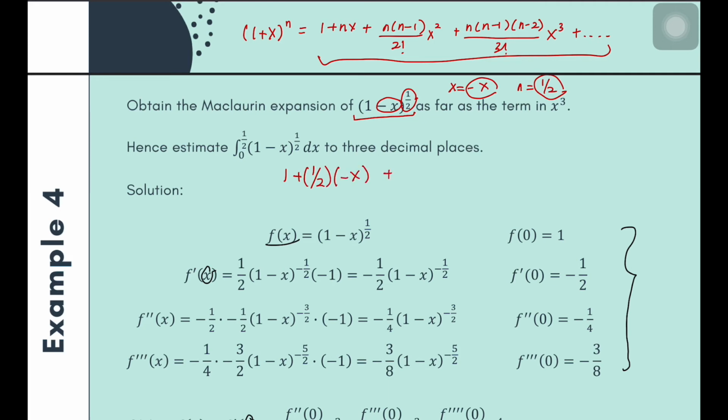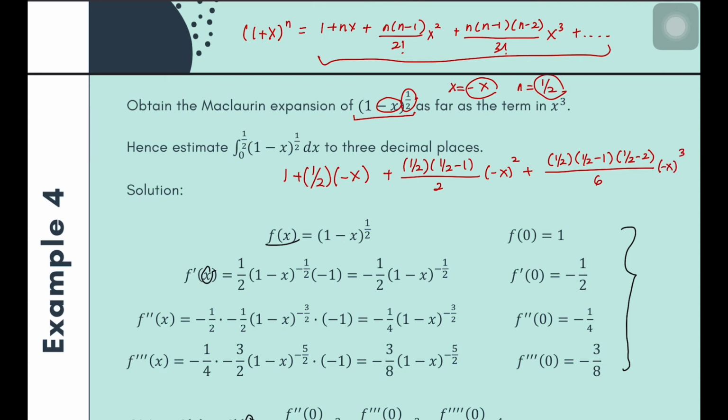Okay, tambah dengan n kita adalah half. So half, okay, darab half minus 1 over 2. 2 factorial adalah 2. So x kita adalah negative x kuasa 2. Tambah dengan half darab dengan half tolak 1 darab dengan half tolak 2 bahagi dengan 3 factorial adalah 6. So x adalah negative x kuasa 3.